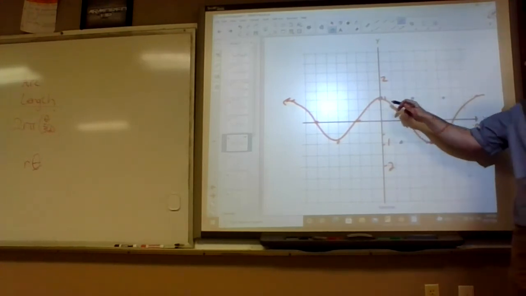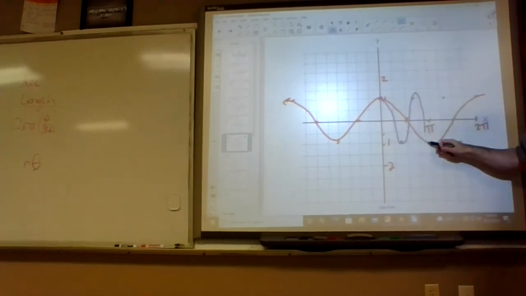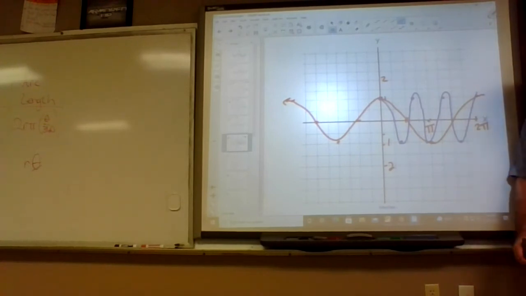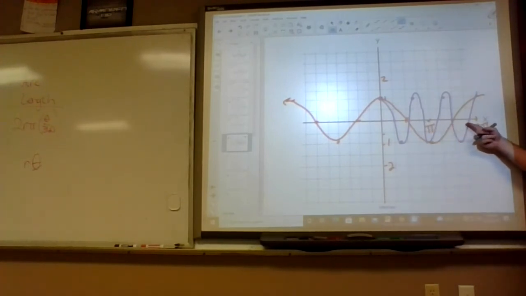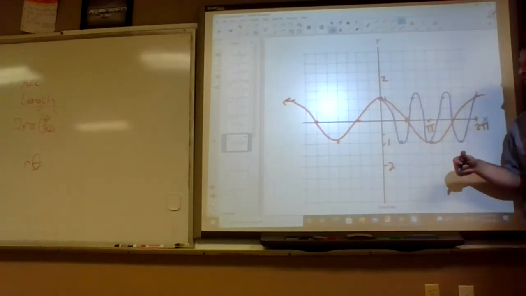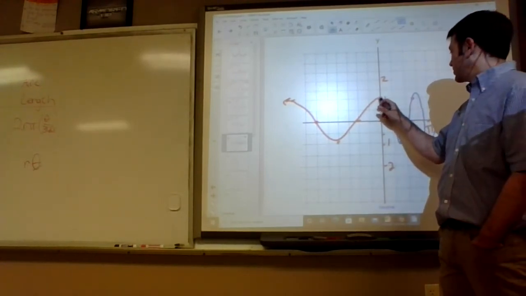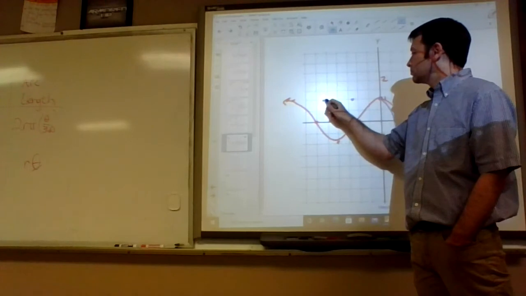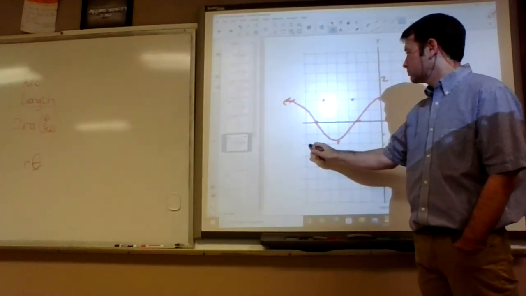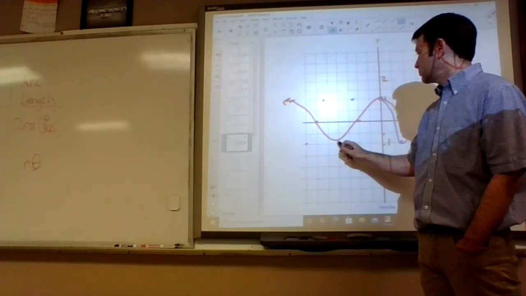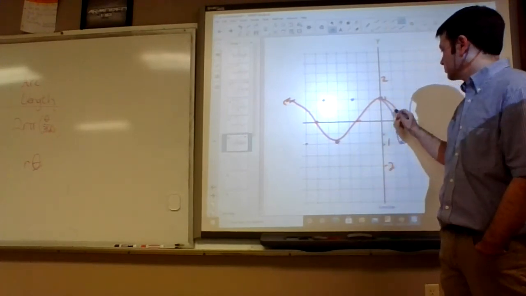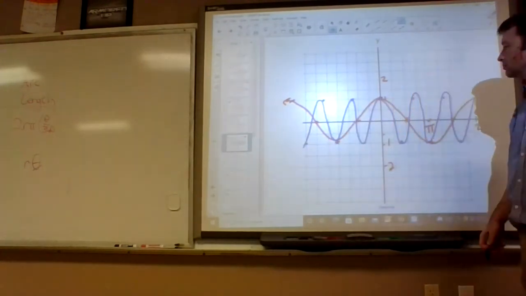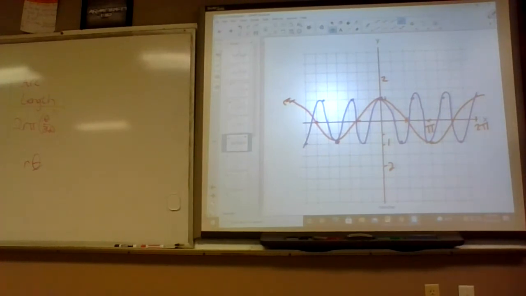See what a mess this one is. They were stinkers on this one. So it should look like that, except for not quite that slow. It gets through 3 periods in the time that the red one got through 1 period. And I'll just do a mirror image on the back side. Looks a little sloppy in the middle.